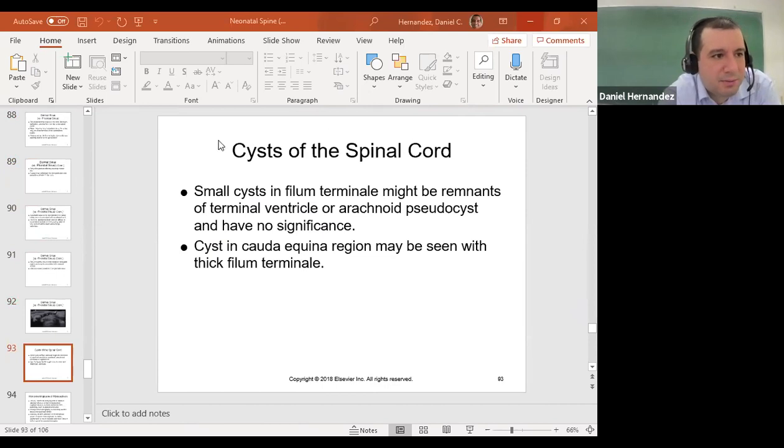So you can also have cysts of the spinal cord, small cysts within the filum terminale, maybe remnants of the terminal ventricle or an arachnoid pseudocyst, and have no significance. So if you see a cyst within the filum terminale, don't be alarmed or scared, this could just be a remnant of that terminal ventricle. Cysts in the cauda equina region may also be seen with a thick filum.